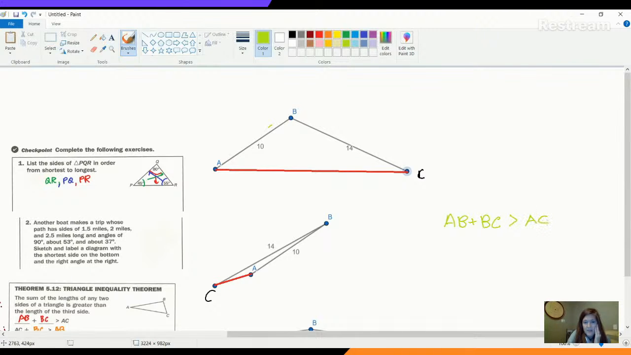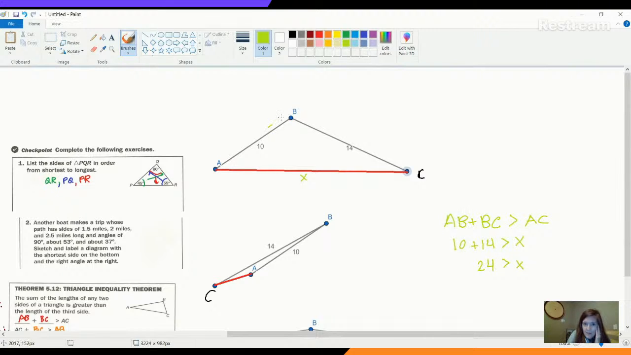Oh, and we don't know what A to C is yet, right? We don't know what this is, so we're going to call that X. So if I add together 10 plus 14, that has to be bigger than X, right? So 10 plus 14 is 24. And X has to be less than 24. You see how I did that?